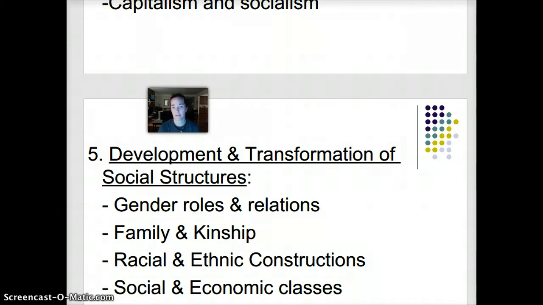Family and kinship, types of family, types of relationships between like clans. Racial and ethnic construction, so things like the caste system and the Latin American social structures. And we'll talk about social and economic classes, which will have a lot to do with communism and things of that nature. So I hope that this helped you to kind of get a better understanding of how AP works, what the exam is going to be about, and then the different time periods and the different themes.